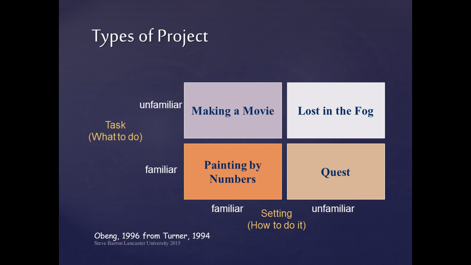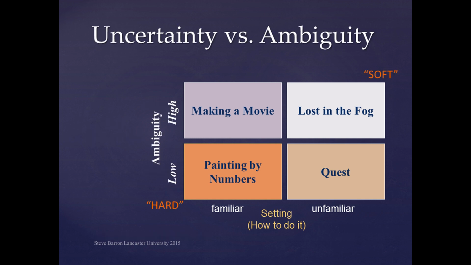So far, I've used Obeng's terminology because it provides labels that are descriptive of the type of project that we have. This is helpful as an introduction. Obeng's model is based upon J. Rodney Turner's work. I now want to develop the model further by redefining the two axes.